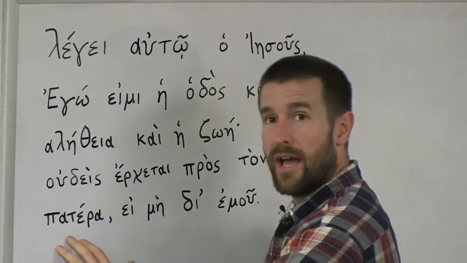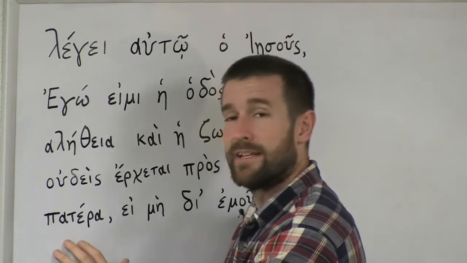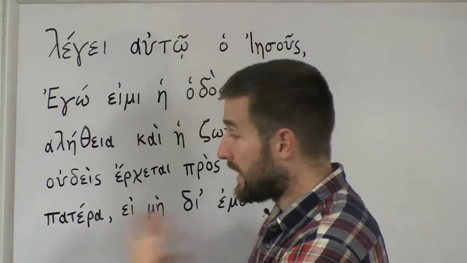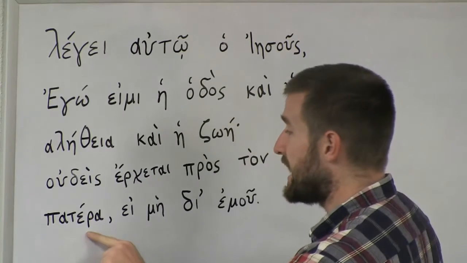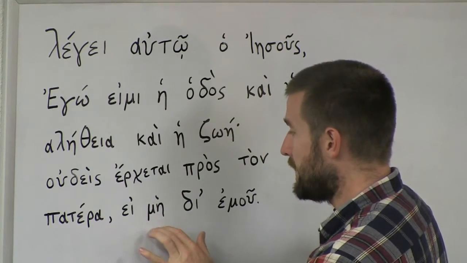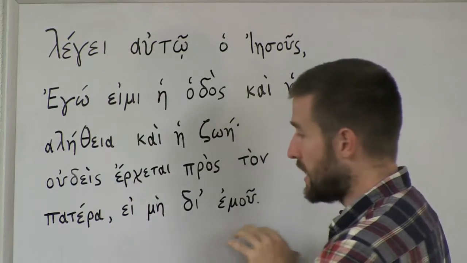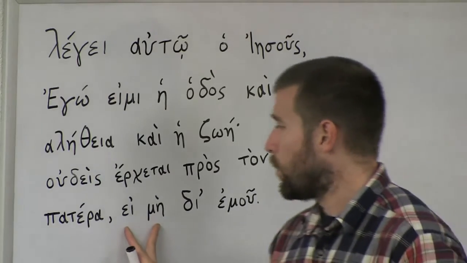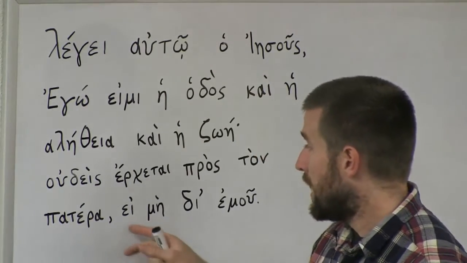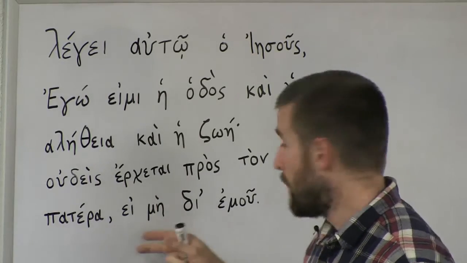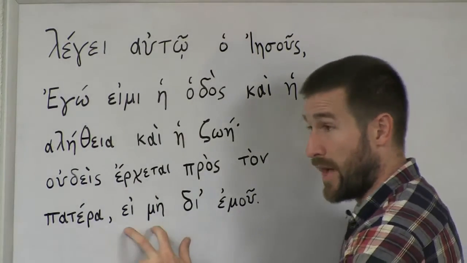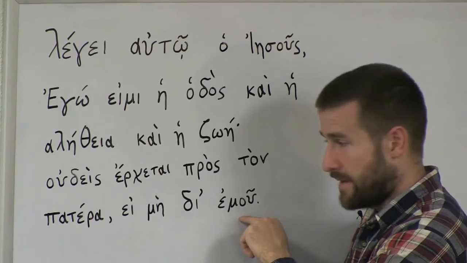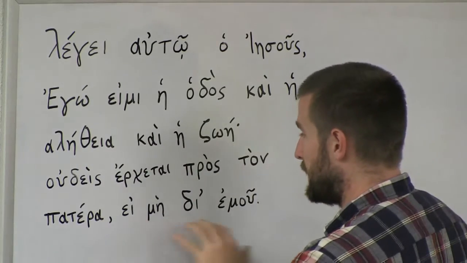Okay, now patera obviously is pretty easy to learn because it's not that different from our word father. And we have English words like paternal or paternity that can help us with remembering this. Patera i mi diemu. All right, now this part's a little bit tricky. But these two words together mean except or but by me. Basically, these two are the but, okay? The is the by, and emu is me, but by me. No man cometh unto the Father but by me.